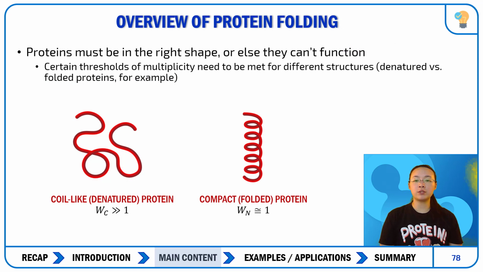So let's now move on to protein folding models. That's some of my favorite stuff. We know from our previous discussions that proteins have to be in the right shape or else they can't function. So why don't we consider two types of proteins, folded and denatured? This is technically coil-like, and this has been collapsed into a compact protein. In the denatured option, using our two-state model, the multiplicity of a coil conformation is very high, right? You can have many different conformations of this strand. In the folded option here, the multiplicity should be much lower.